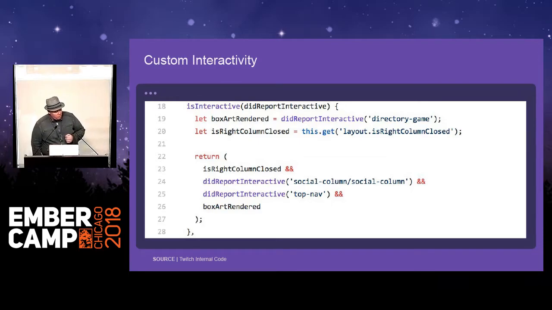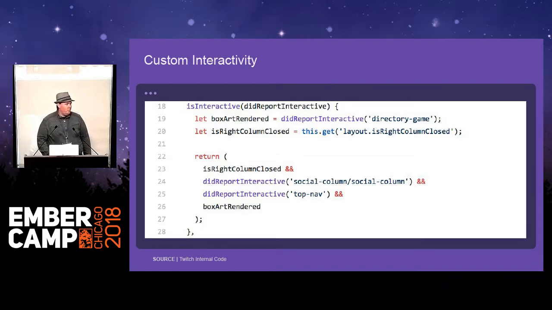And you can see here that we've built this conditional where we said if the right column is closed and the social column, top nav, and box art components are rendered, then we return true to say that the route is now interactive. And the system will periodically check this as components report in to see if the conditions have been fulfilled. And then once they've been fulfilled, we go ahead and fire off the event and create the timestamps to know that we're done rendering this route.